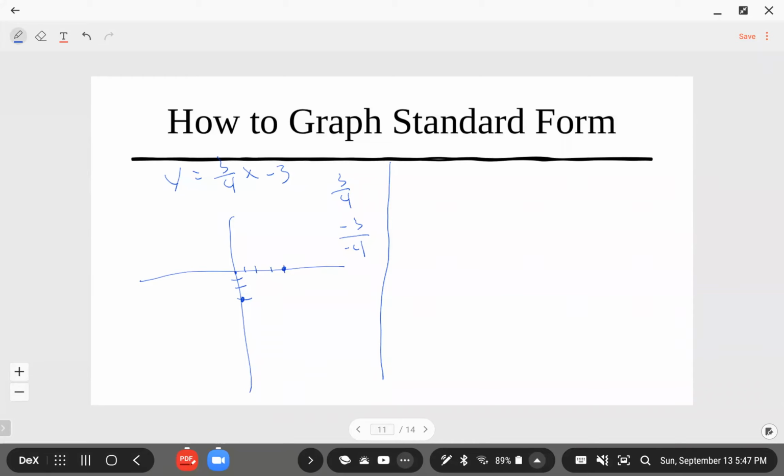Right here. And then for our next point, go down by 3: 1, 2, 3, right here. Go to the left by 4: 1, 2, 3, 4, here. As you see, it forms a straight line. Maybe mine isn't so straight, but if you use an online graphing calculator, then it'll be straight.